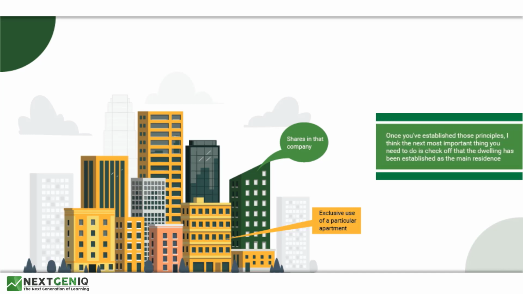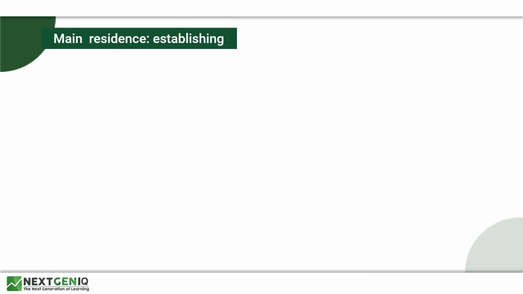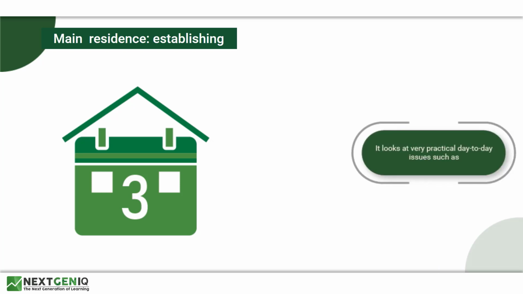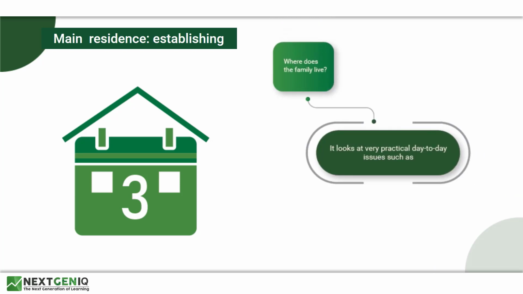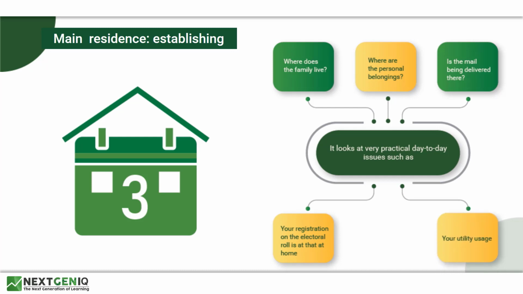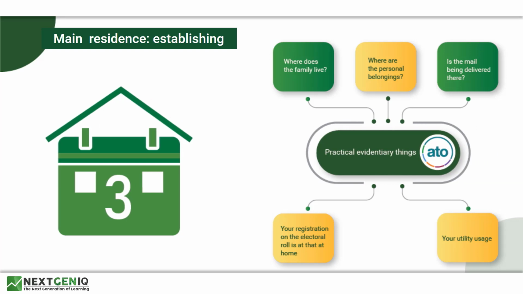So, once you've established those principles, I think the next most important thing you need to do is check off that the dwelling has been established as the main residence. Now, as a rule of thumb, your stay in the house should be at least 3 months. Certainly, you would not want to risk anything less than that. The longer, the better. Look at very practical day-to-day issues such as where the family live. Where are the personal belongings? Is the mail being delivered there? Is your registration on the electoral roll at home? What is your utility usage? These are all very practical evidentiary things, which the ATO can quite easily get their hands on.